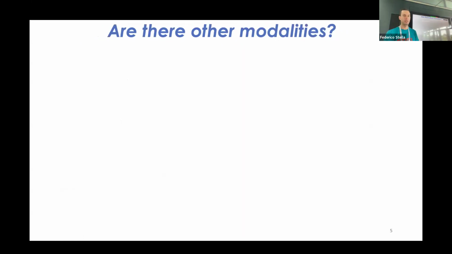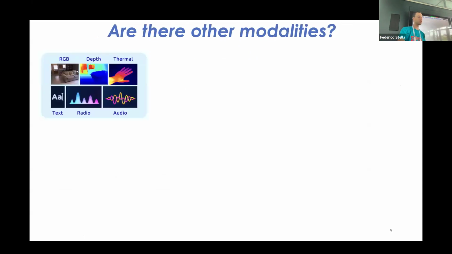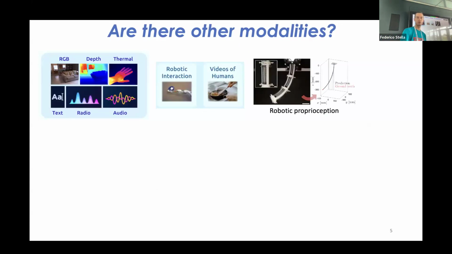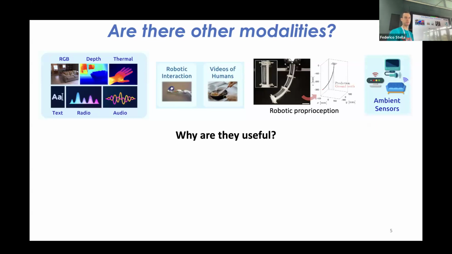Are there any other modalities that we can use or we should use? Of course, yes. So we have images, so RGB information, depth information, thermal information, radio, audio, robots as well, proprioception, ambient sensors and whatnot. So there's, of course, a crazy amount of things that we could do that are not text. Why are other modalities useful? Do you have any idea?